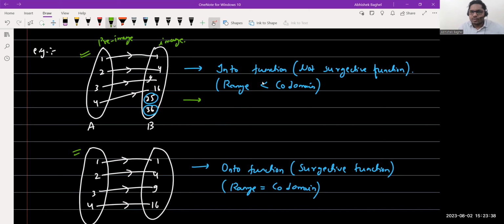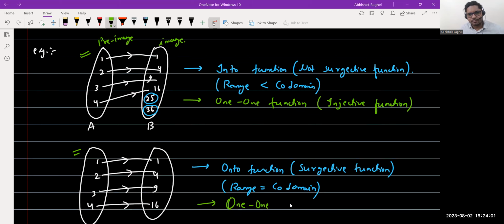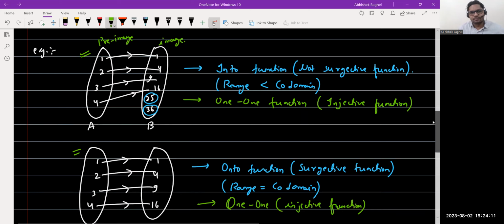So the first one is an into function as well as a one-one function. One-one functions are sometimes also called injective. They are also called injective functions. Clear? The second one is also a one-one function, also called an injective function.